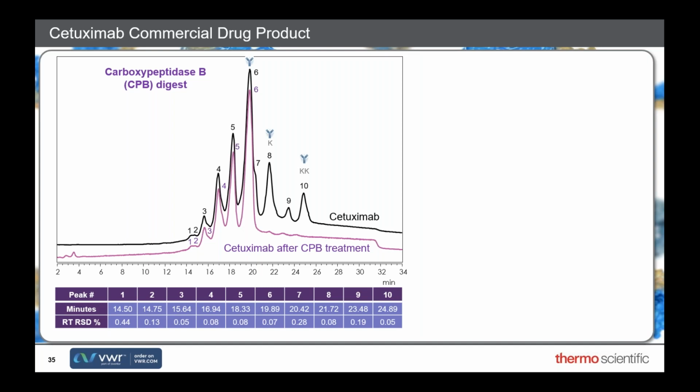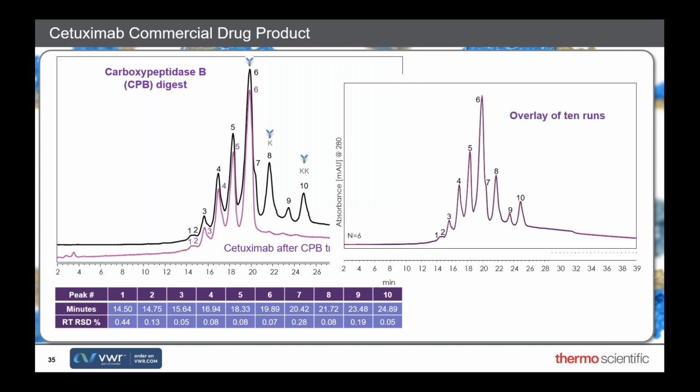The retention time RSD values are also very good, as you can see from the table that's just underneath the chromatograms. And on the right, you can now see an overlay of 10 different runs. It might not look like it, but there really are 10 runs there. And this method is so reproducible that if a difference occurs from one run to the next, for example, if you're sample screening, then that can be very easily observed.